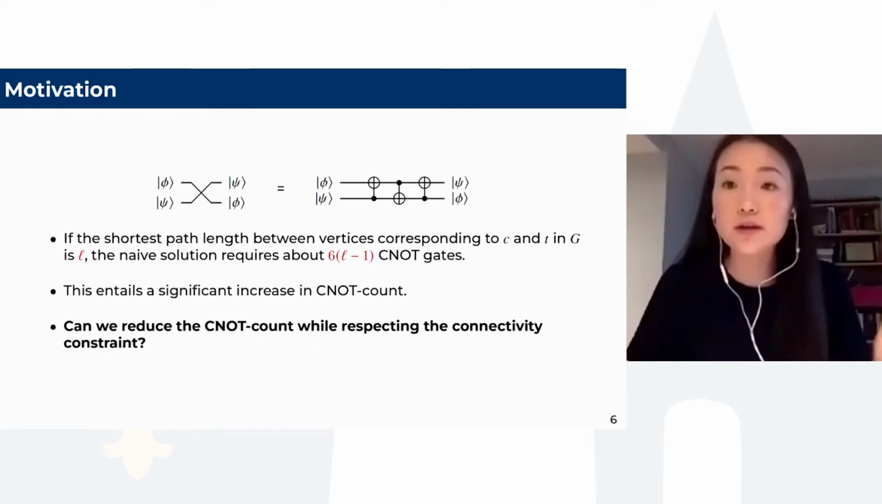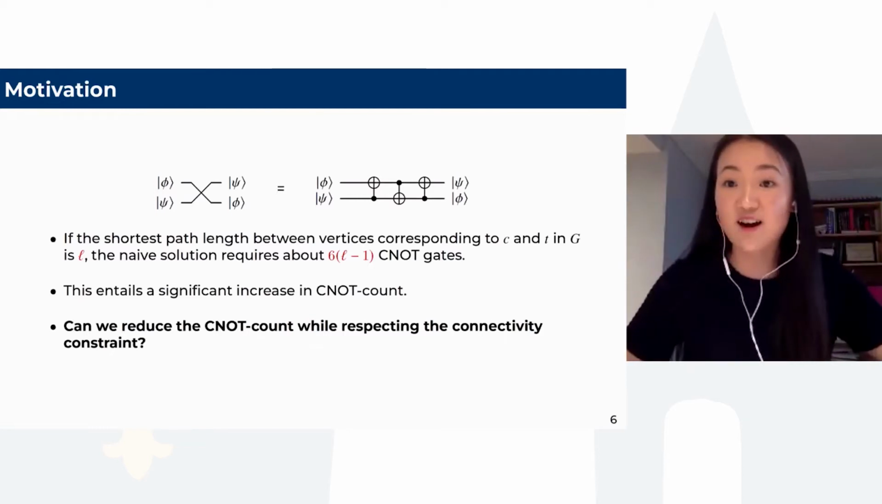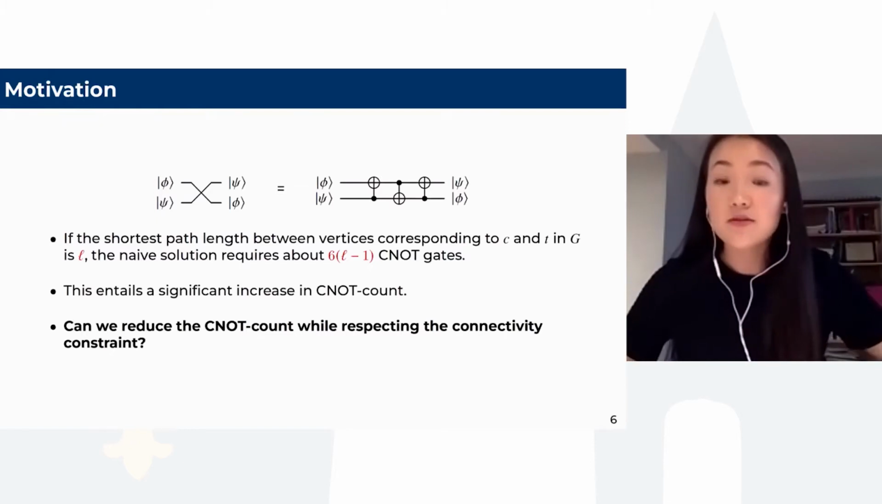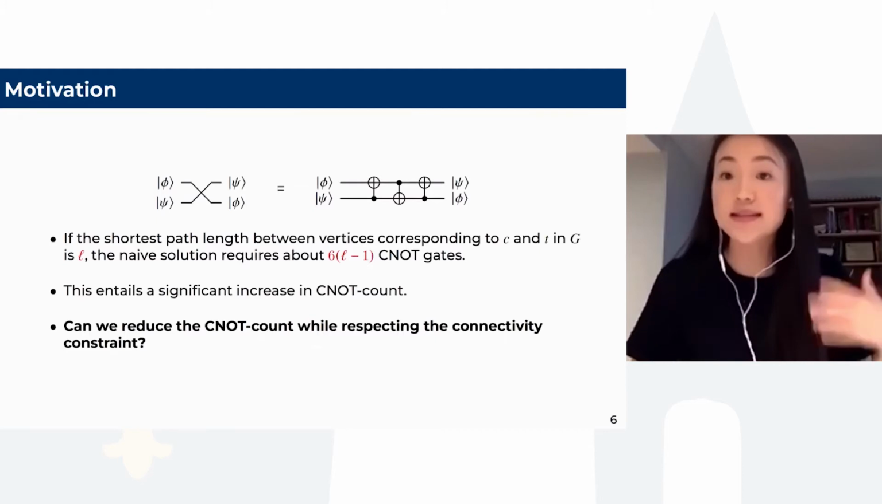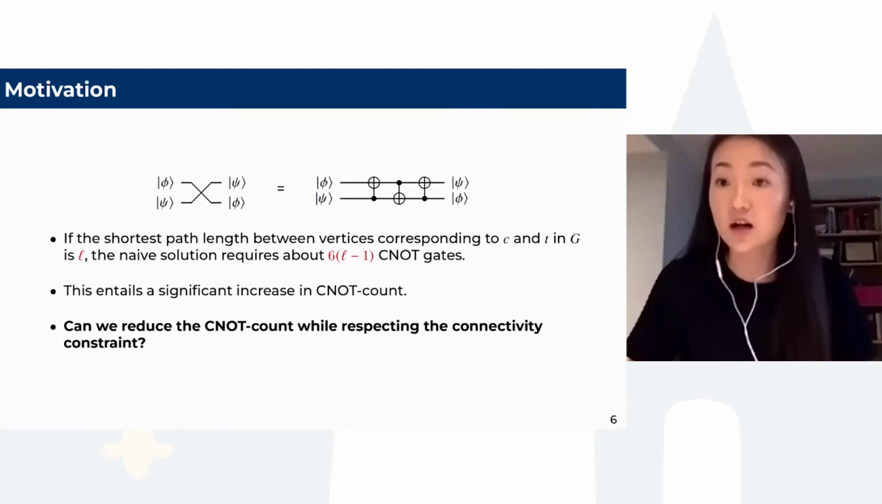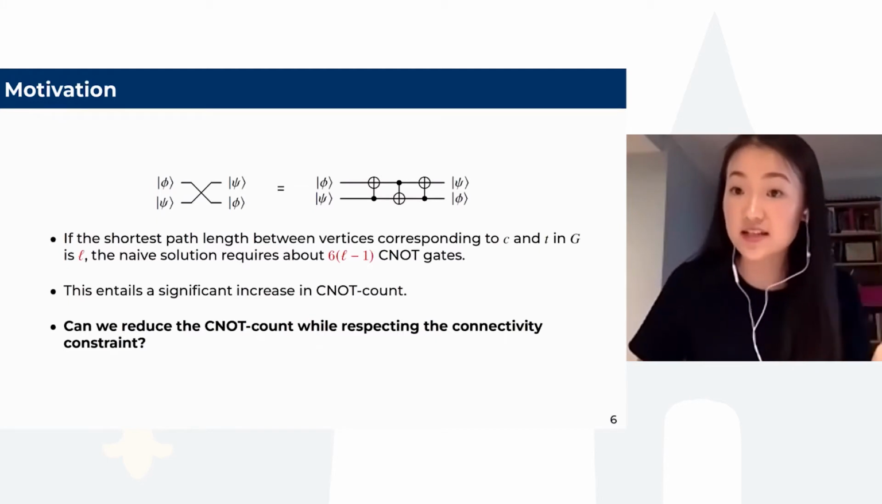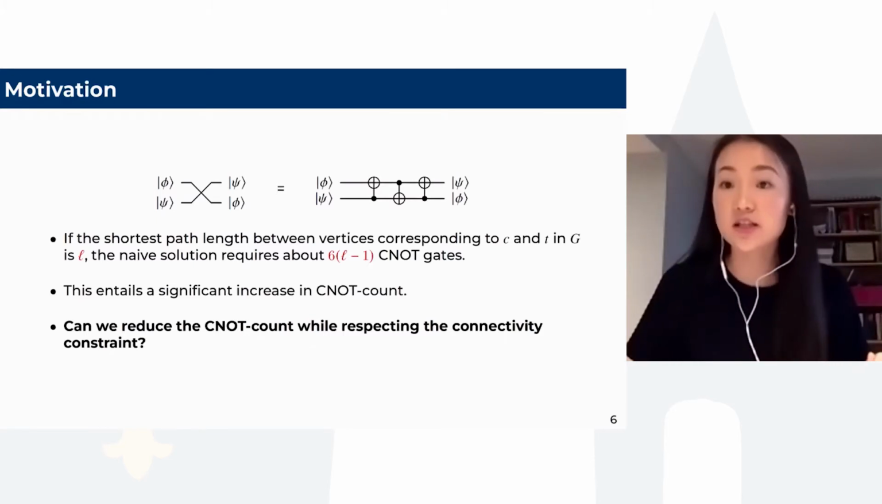Now, if we think about a linear topology, let's say we have an extreme case where one qubit is at the top and the other one is at the bottom of this topology, then this naive solution will entail a significant CNOT explosion. So what we want to know is whether there is a way to resynthesize our Clifford T circuits while respecting the connectivity constraint and reducing the CNOT explosion.